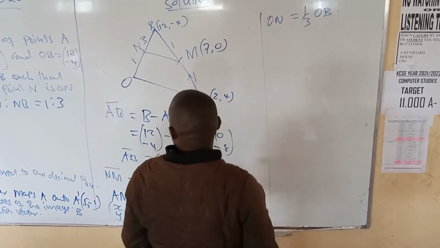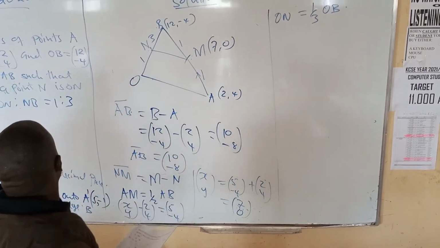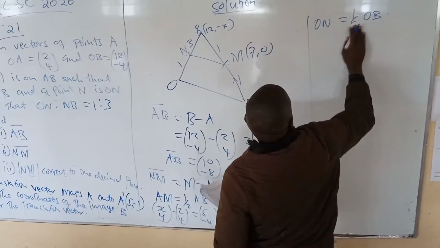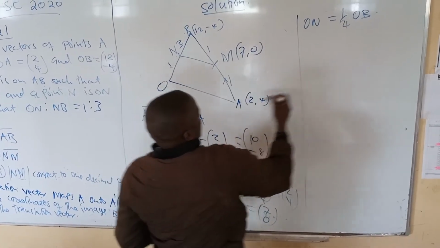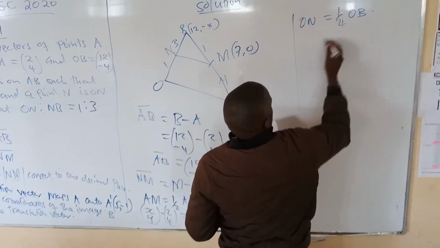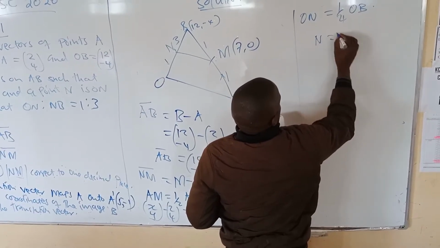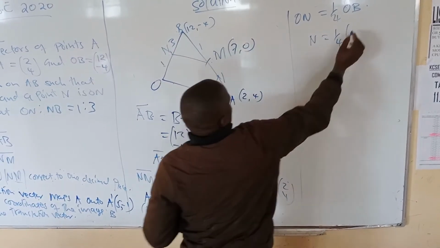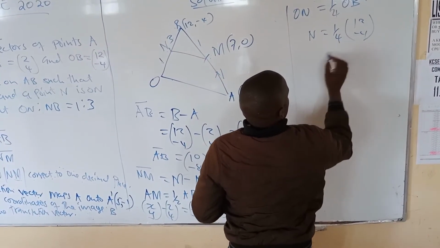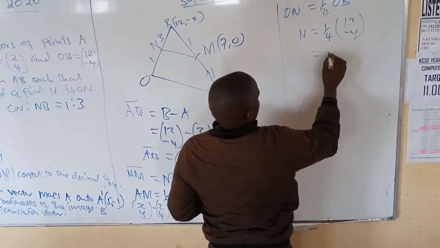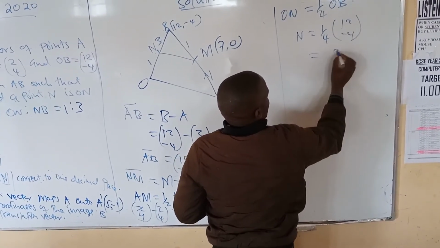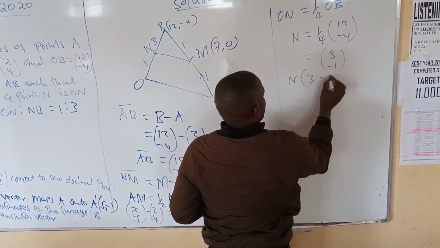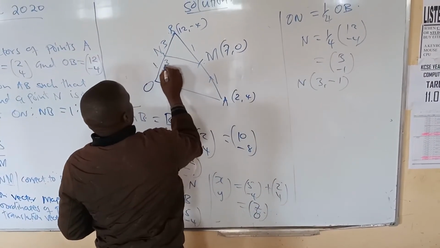That is ON. We were told that ON is a third of OB. It's not a third, but 1 over 4, because this one is to 3, so the total is 4. So meaning that we can easily find N: the coordinate of N is a quarter of OB, and OB we know is (12, -4). So here we will get this 3 times, so we shall get 3, and this -1. So the coordinate of N is (3, -1).